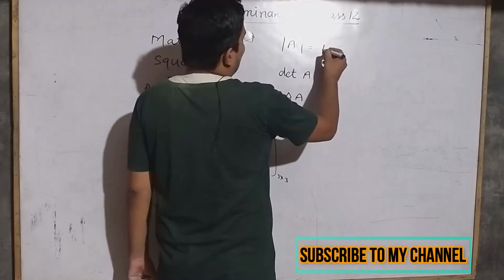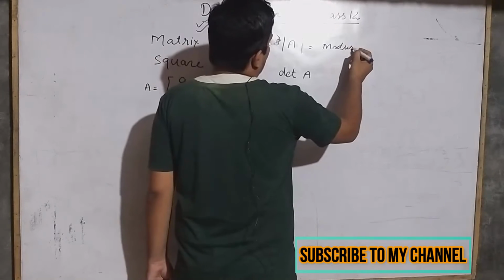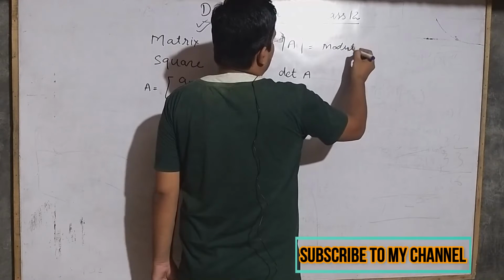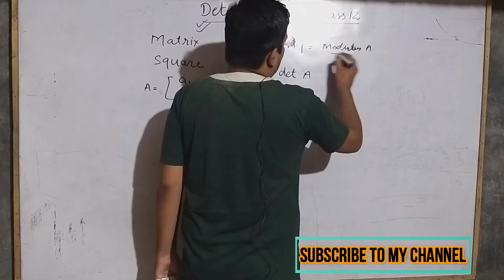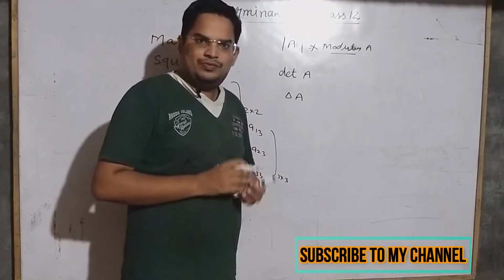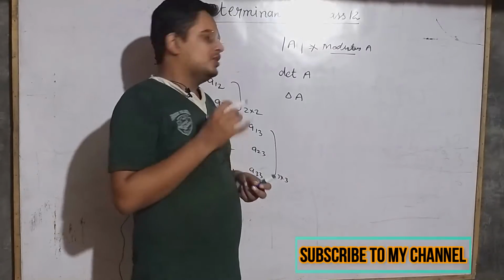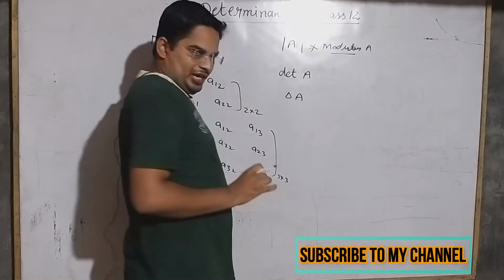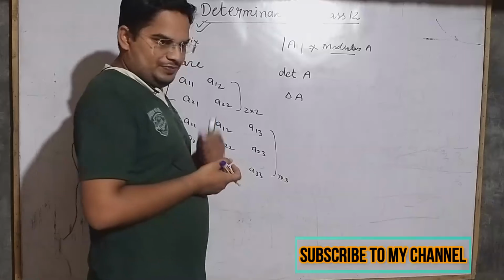And few students write it like this, as the modulus of A. Few say that this is the modulus A. No, it cannot be pronounced as modulus of A. We cannot say this. This is not the modulus of A. This is the symbol of the determinant.